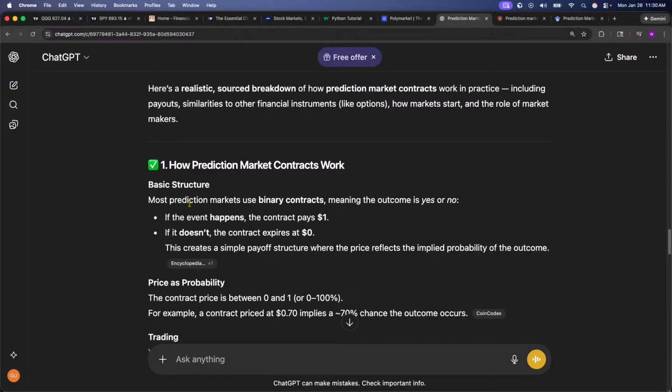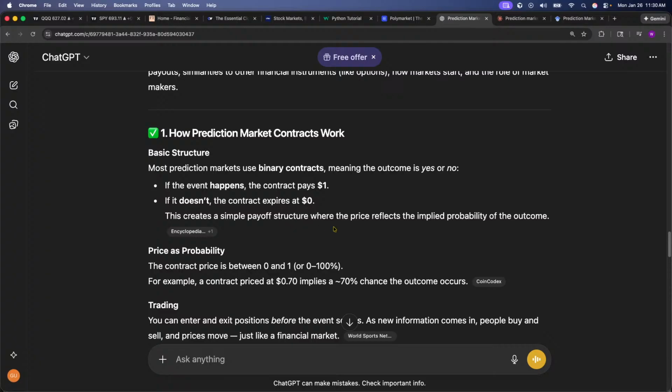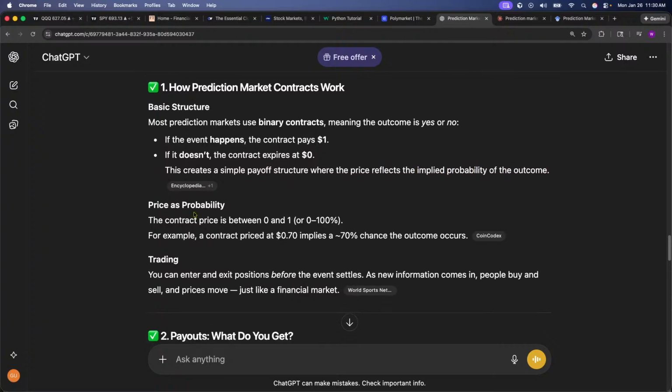Okay, basic structure. Most prediction markets use binary contracts, a yes or no. Is the event going to happen? If yes, it pays $1. If it doesn't happen, $0. Okay, I get that. This creates a simple payout structure where the price reflects the implied probability of that outcome. The contract prices are between 0 and 1, so 0 to 100%. For example, a contract priced at 70 cents implies a 70% probability that it occurs.